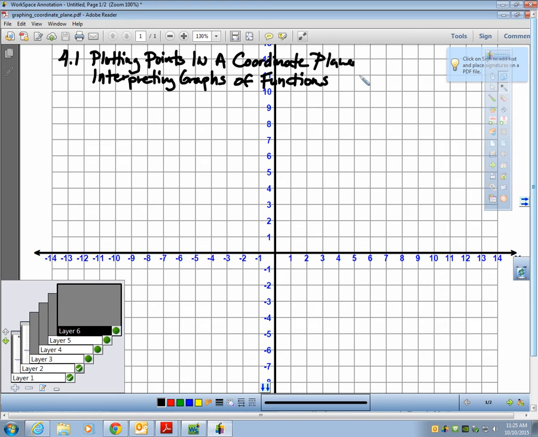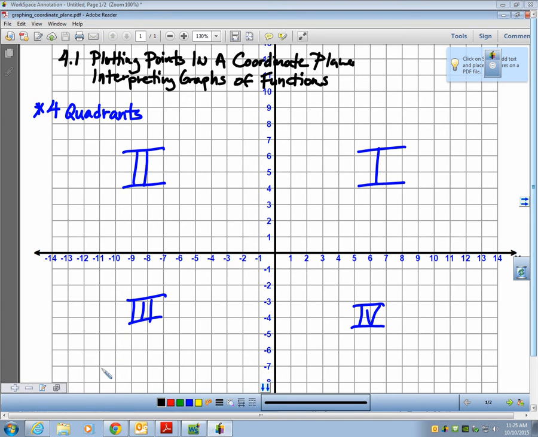I have a lot of vocabulary to cover, but I don't want to make this video long, so I'm going to get right into it right now. Let's talk about plotting points in a coordinate plane. And there's some important vocabulary, and I think some of this will be review for you as we go through it. There are four quadrants in a coordinate plane.